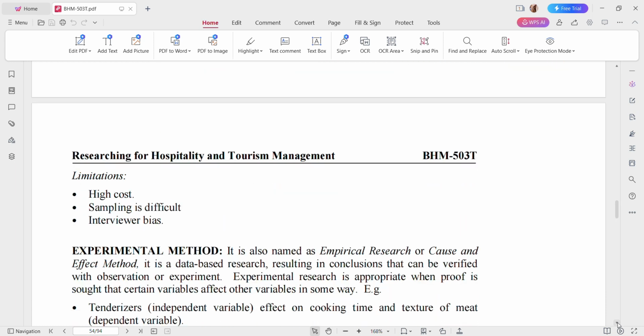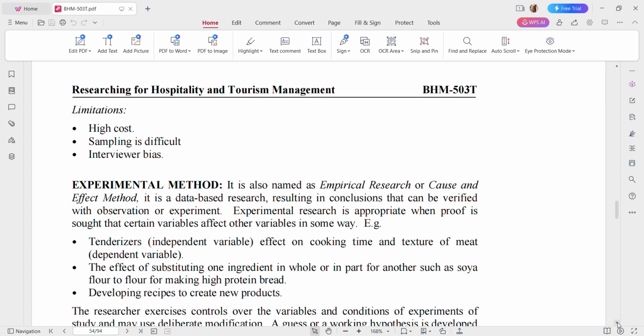Bakit high cost? Kasi papakainin mo sila or you may have to rent an area for them or baka minsan pa ikaw pa yung magpamasahe. So, mga ganun, high cost. Depende sa usapan. Sampling is difficult, yeah. And then, interviewer, minsan may biases sa interview. Okay? Sige. Alright. So, next, experimental method.